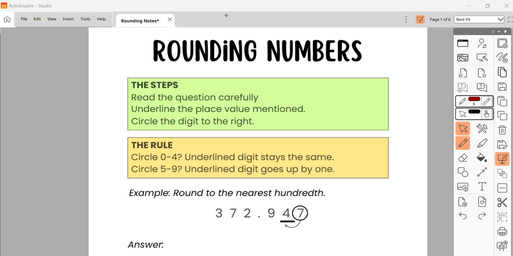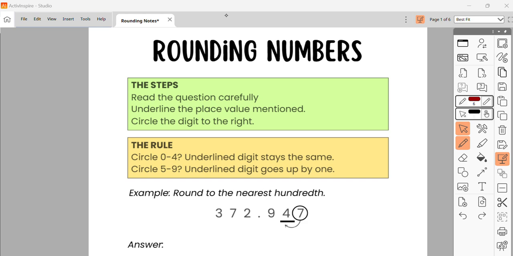Hi everybody, this is the notes on rounding numbers. The first thing we're going to do is go through the steps, then we're going to talk about the rule, and then we're going to do an example of how to round to the nearest hundredth. After that, we'll be doing some more examples. So if you don't understand right away, don't worry, we will get you there.